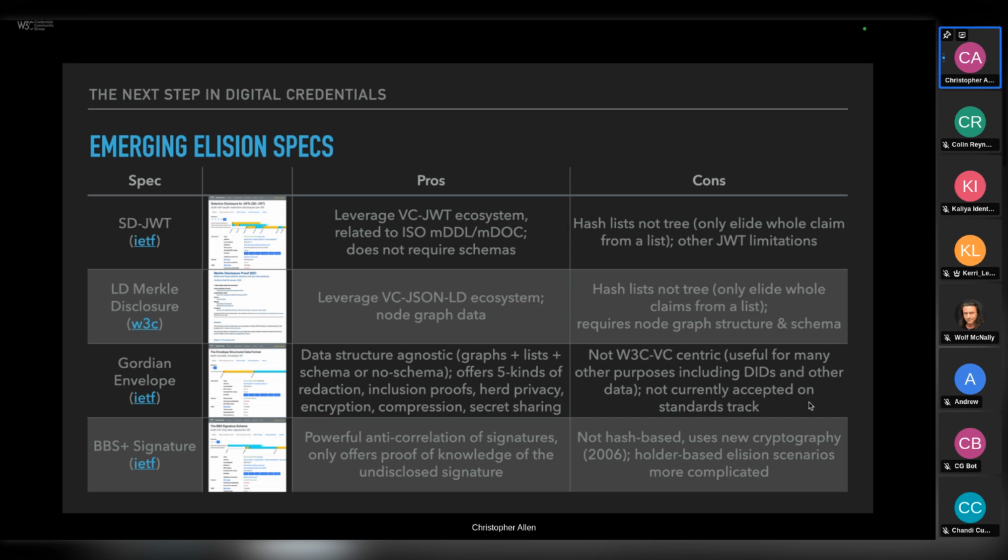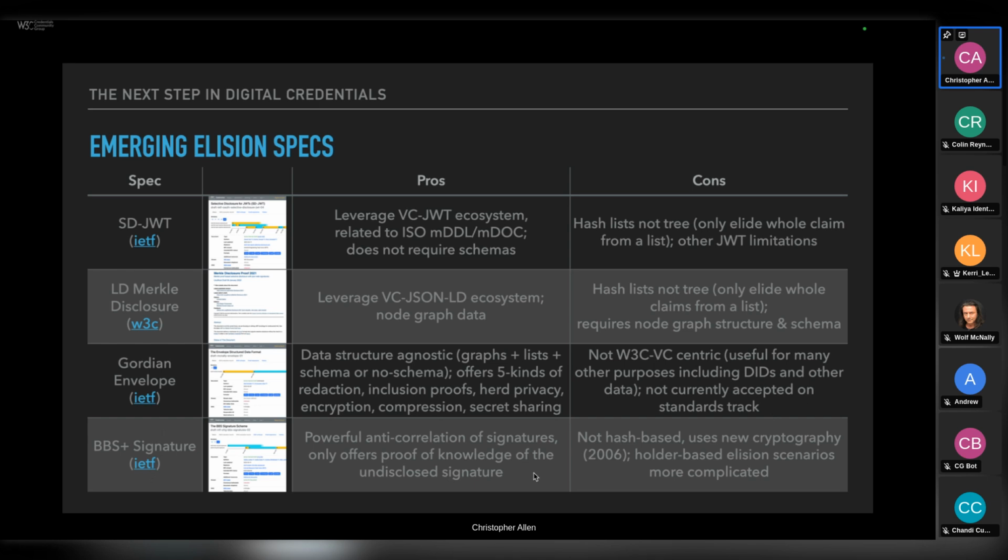We have submitted it to the IETF, and we hope at some point it will be standards track, but it's not been accepted by an existing working group yet. Finally, we have BBS Plus Signature, which is being run through the IETF, but there are active people in both the DIF and W3C communities regarding it.